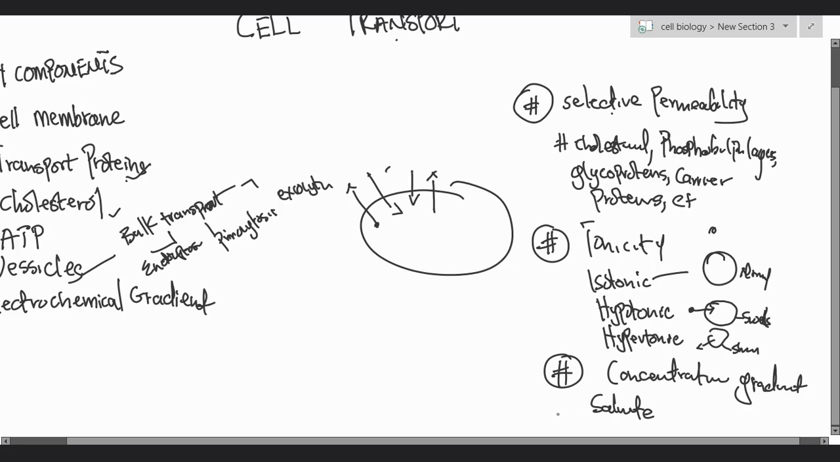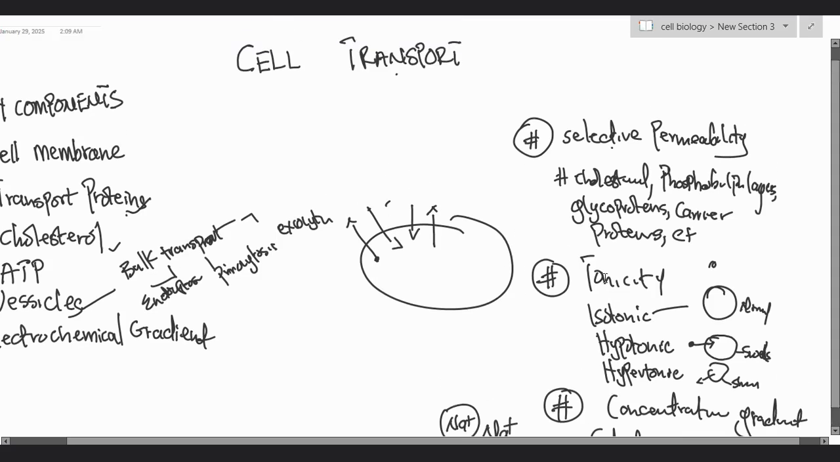So when we take the cell, for instance, the concentration gradient will tell, let's say, the number of potassium ions we have outside the cells and the number of potassium ions we have within the cells. So this talks about the concentration gradient. It tells us the difference in concentration. So probably these three facts also play a huge role in cell transport.